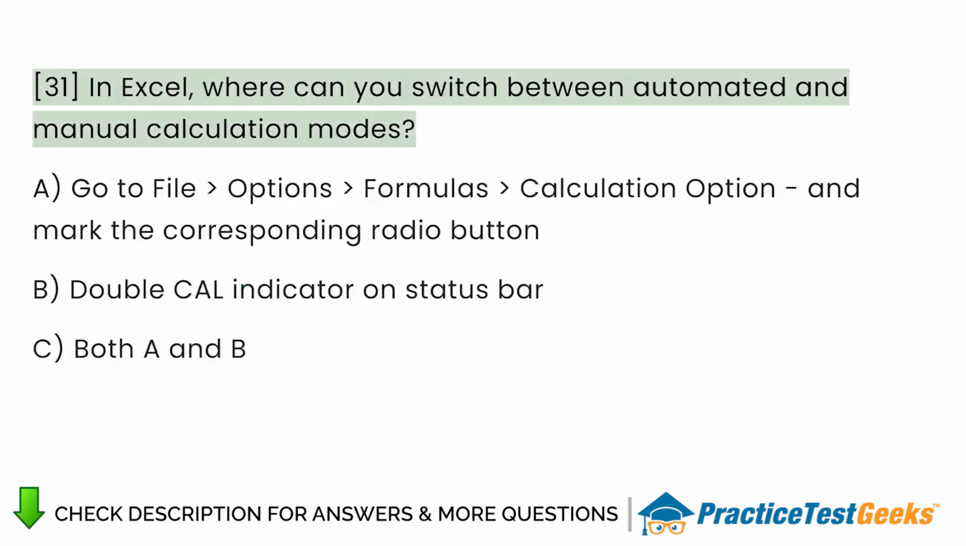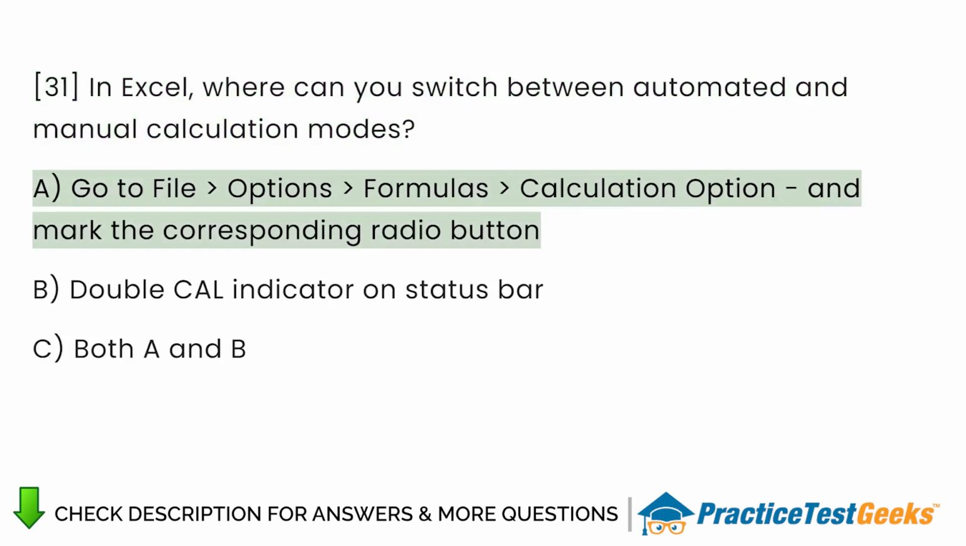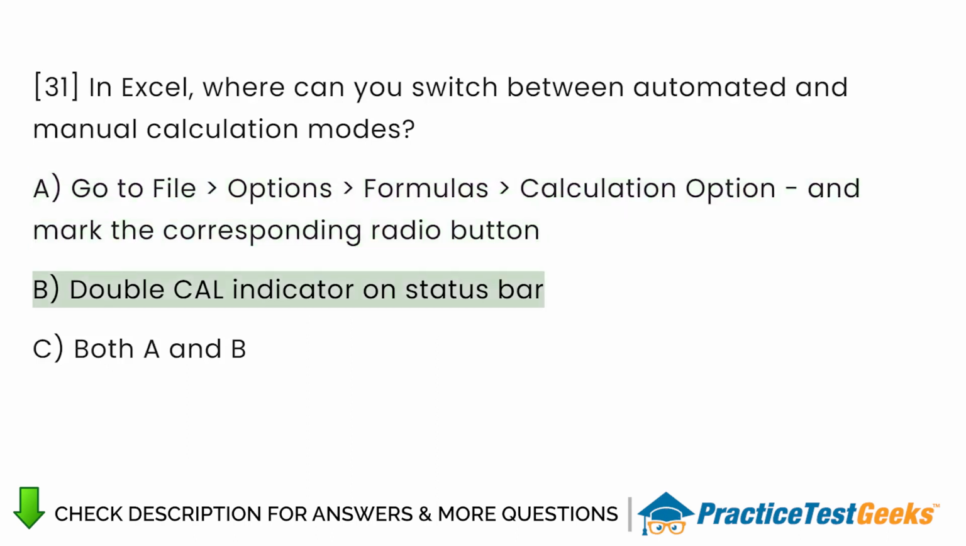In Excel, where can you switch between automated and manual calculation modes? A. Go to File, Options, Formulas, Calculation option and mark the corresponding radio button. B. Double-click the Calculation indicator on the status bar. C. Both A and B.